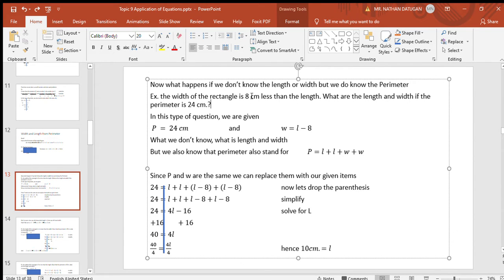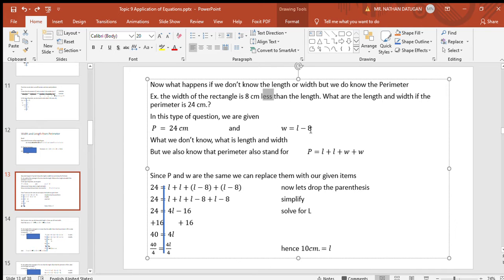If you translate that, what's this? Less than, right? What's that operation? It's going to be subtraction. So it's going to be 8 centimeters minus length. No, it's going to be length minus 8 centimeters. So it's going to be L minus 8. From this problem, we're given two things: P is equal to 24 centimeters and W is equal to length minus 8.